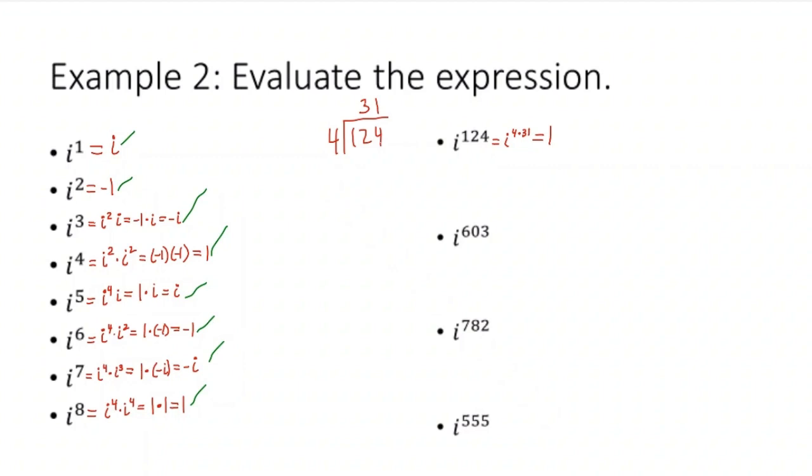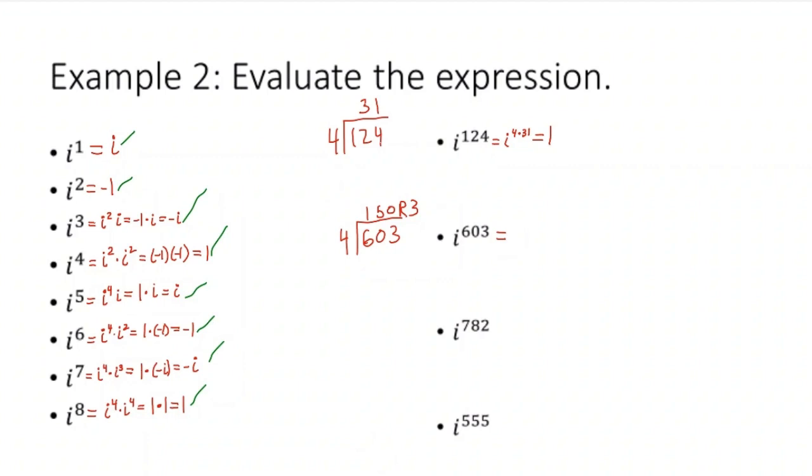Because my pattern is a length of 4, I'm going to divide 603 by 4. And when we divide 603 by 4, we get 150 with a remainder of 3. What that means is I'm going to complete the pattern 150 times, but I have 3 left over. So I have to go into a partial cycle where I'm 3 slots into that pattern.